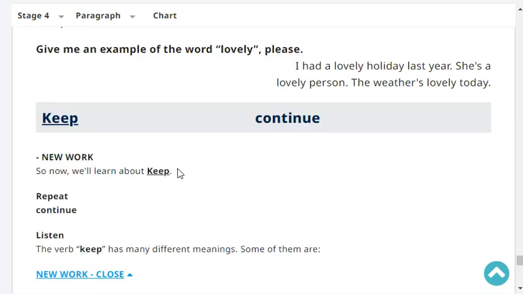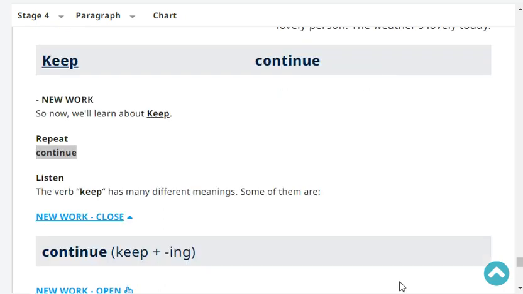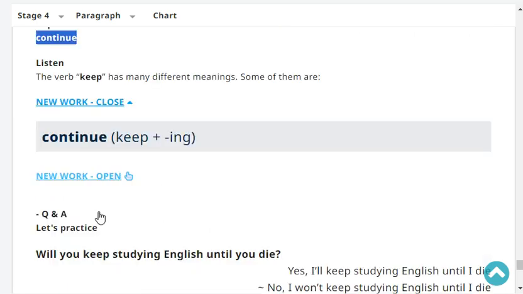Okay, next repeat. Keep. Continue. Continue. Very good. Okay, listen. Now let's learn about the word keep. Okay, repeat. Continue. Continue. Very good. Okay, listen. The verb keep has many different meanings in English. It depends on how you use it. For example, it means continue.